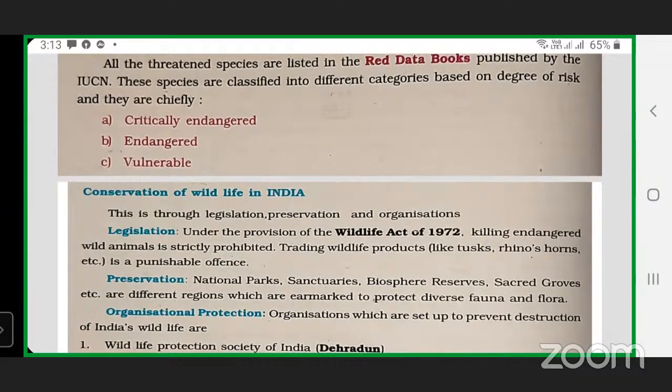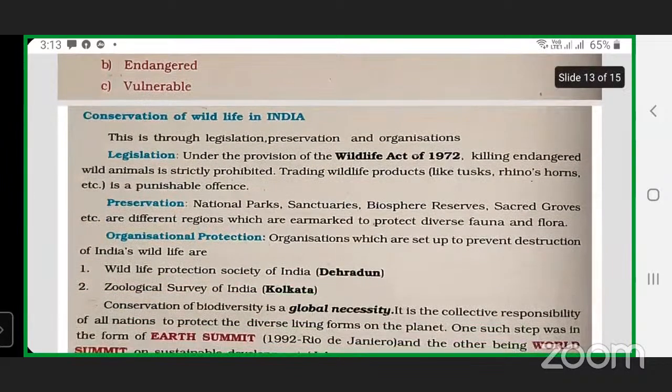Trading wildlife products like tusks of elephants, horns of rhinos, trading these is also an offence. These are highly punishable, there are risks. Then preservation, that is legislation. Then what is preservation? National parks, sanctuaries, biosphere reserves, sacred groves, etc. are different regions which are earmarked to protect diverse fauna and flora. Isn't it? We have studied all this under preservation.